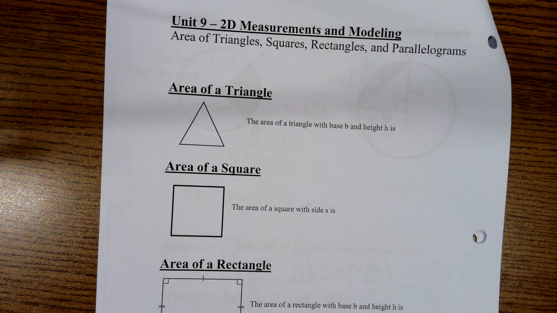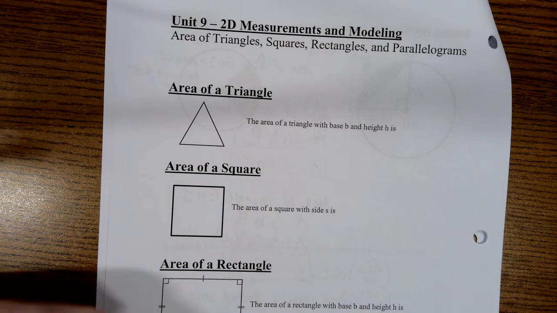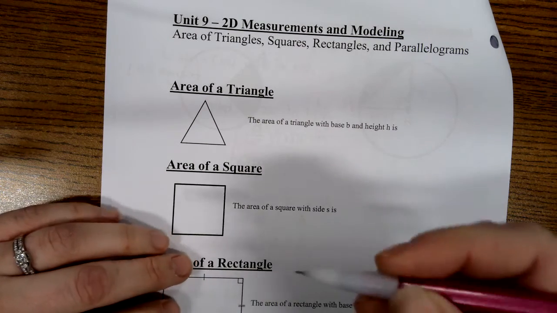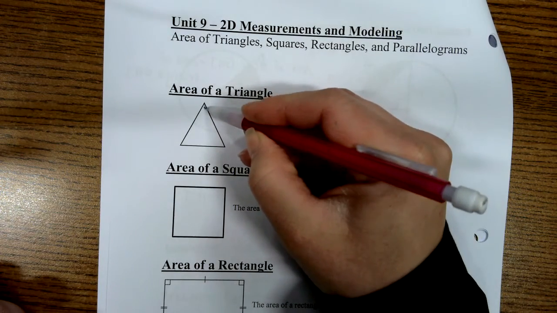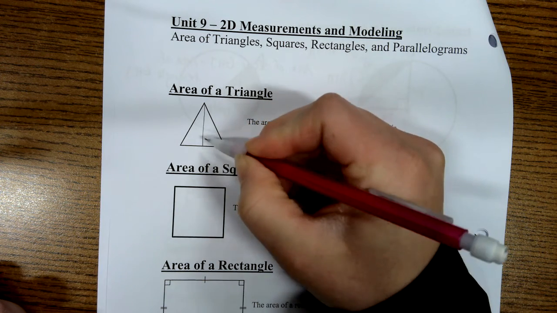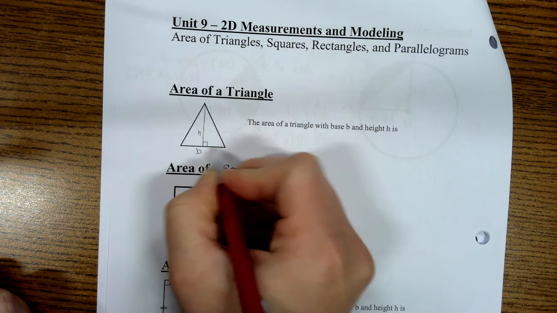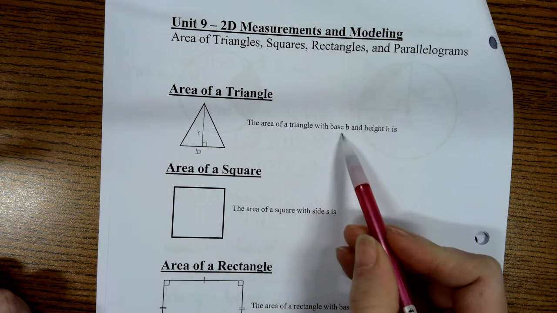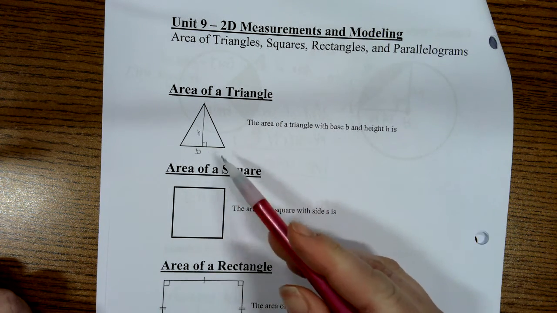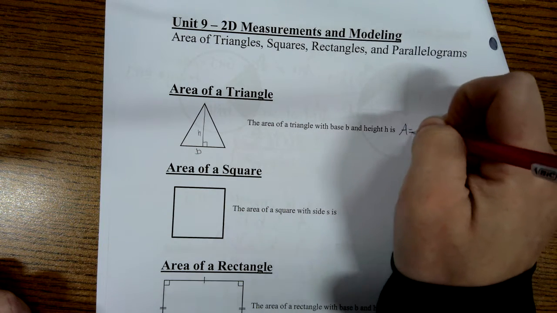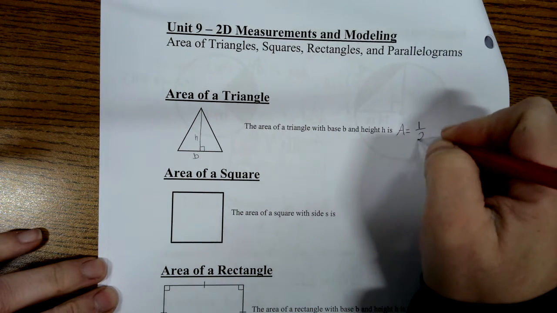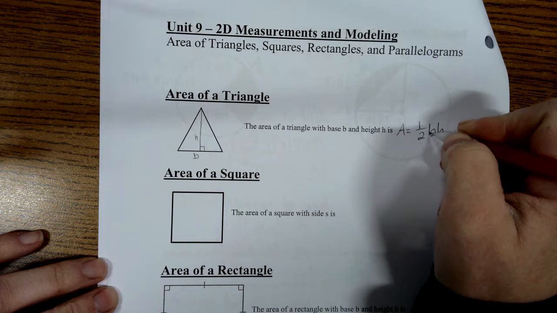Unit 9, 2D measurements and modeling. Area of triangles, squares, rectangles, and parallelograms. So the area of a triangle. First we're going to label this. This is the height, which forms a right angle here, and this is the base down here. So the area of a triangle with base B and height H is area equals 1/2 base times height.